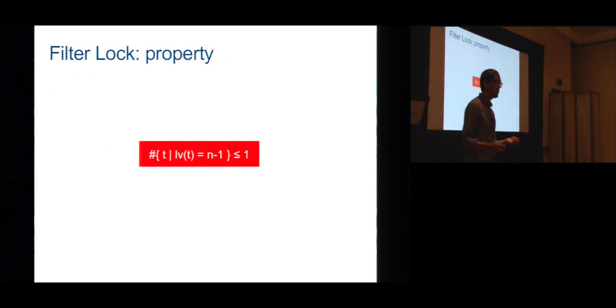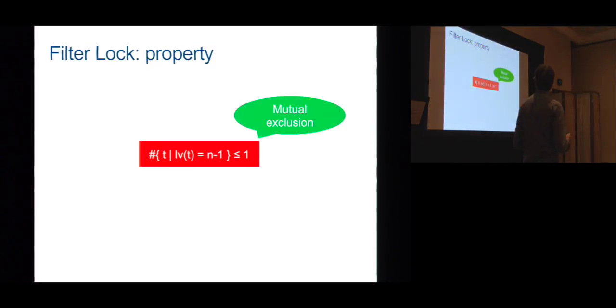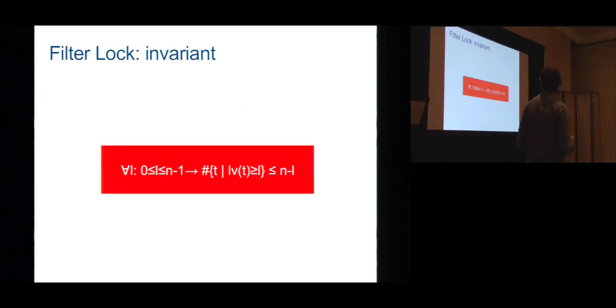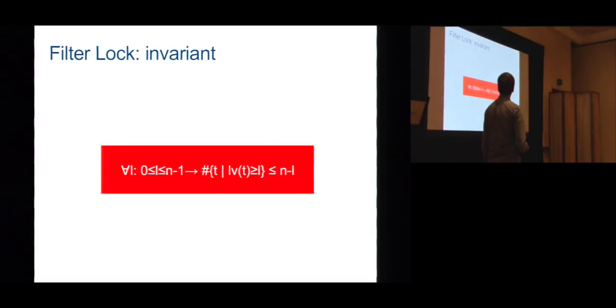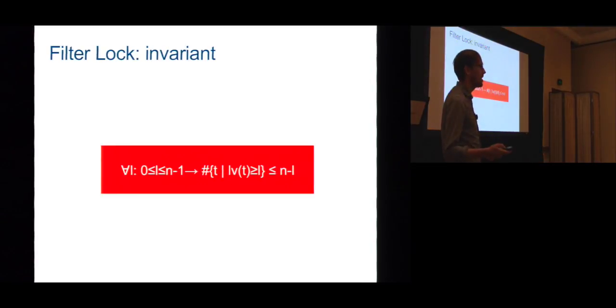Okay, so the property we want to prove about that is that processes at level n-1 in the critical section is bounded by 1. And you need to prove this. So for all levels L, the number of threads that are at that given level is bounded by n-L.